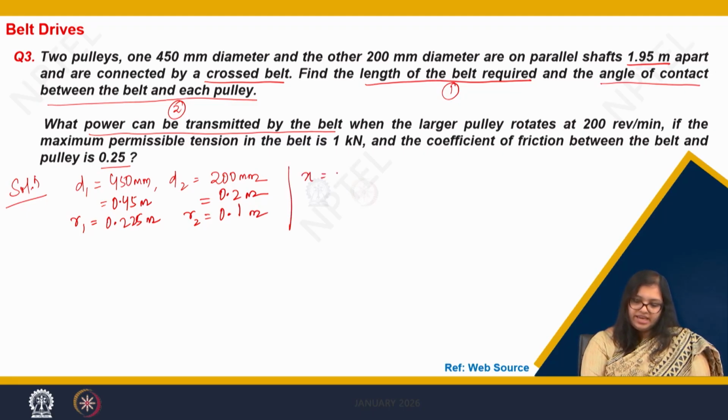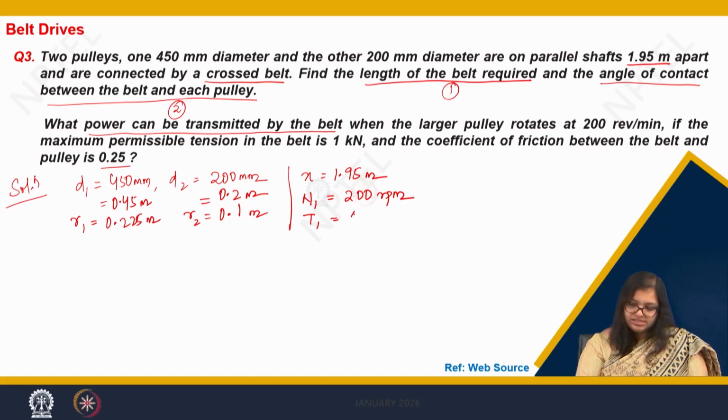Now, I have x which is 1.95 meters, N1 is given as 200 RPM, and T1 is given as 1 kilonewton, which we can write as 1000 Newton, and mu is equal to 0.25.